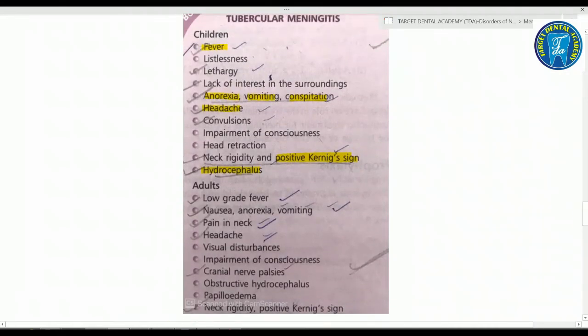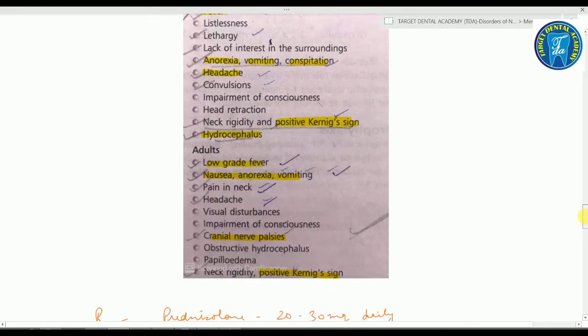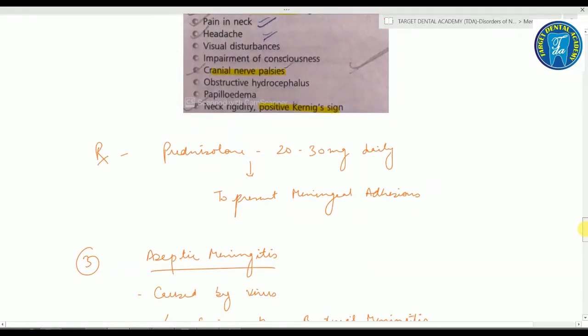Coming on to the signs and symptoms in adults. So there is low grade fever, nausea, anorexia, vomiting, pain in the neck, headache, visual disturbances, impairment of consciousness, cranial nerve palsies, obstructive hydrocephalus and papilloedema, neck rigidity and positive Kernig sign. Fine. Coming on to the treatment of tuberculous meningitis. So you can give prednisolone 20 to 30 mg daily to prevent the meningeal adhesions.